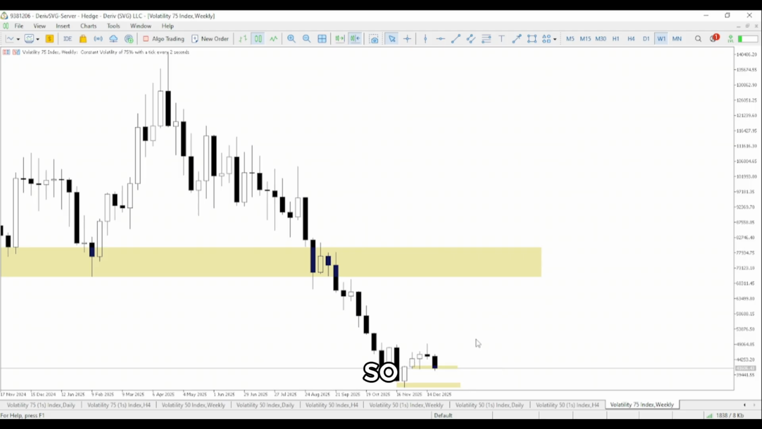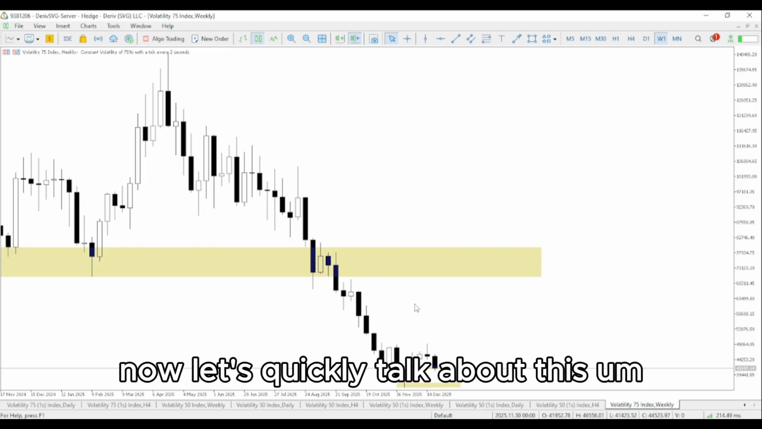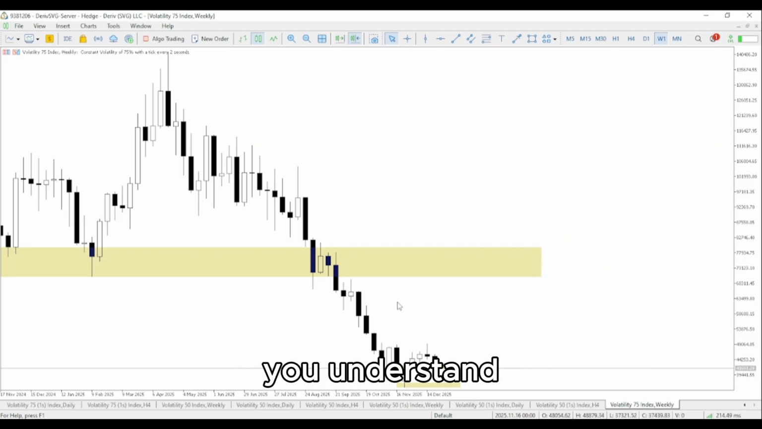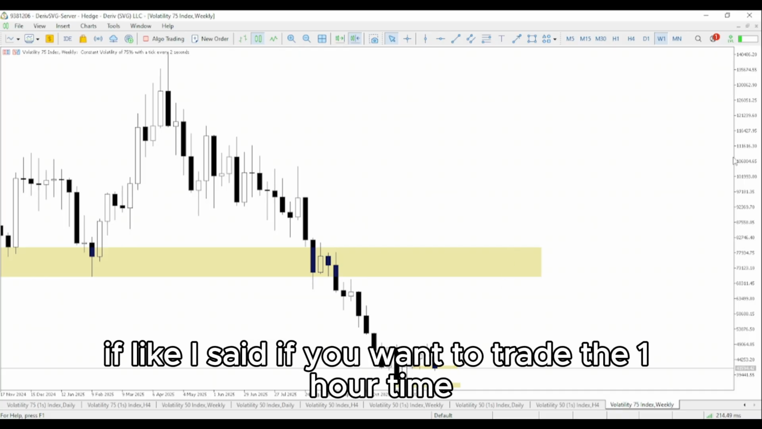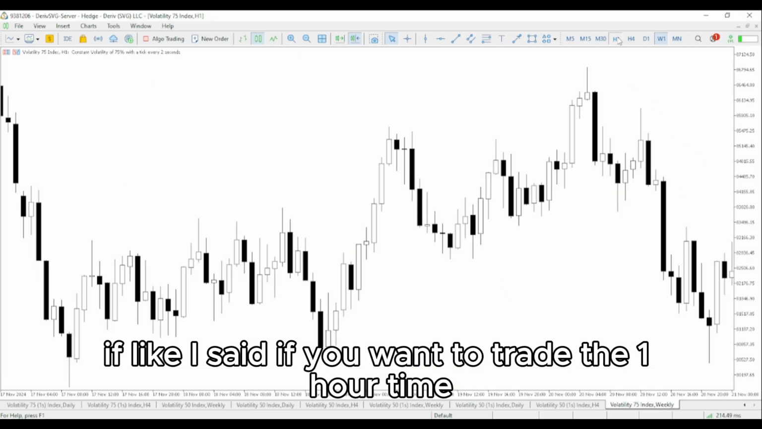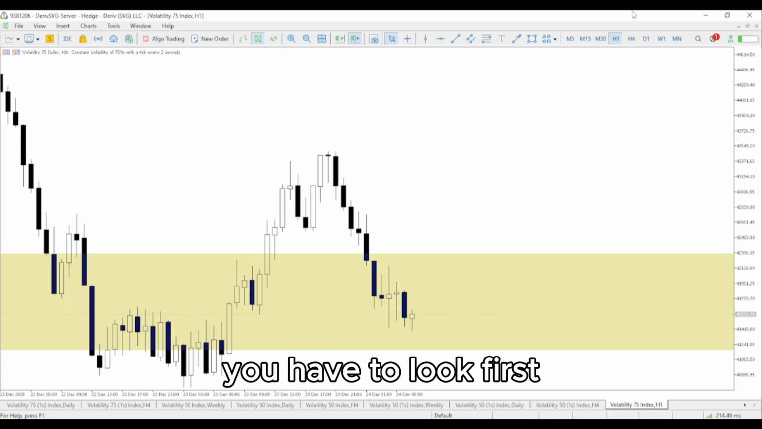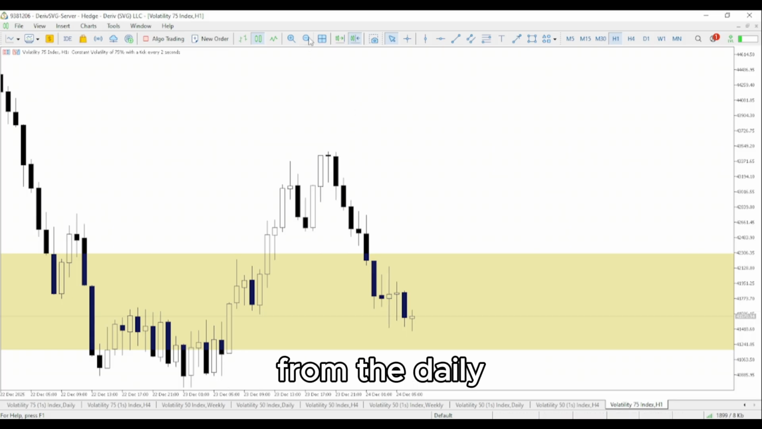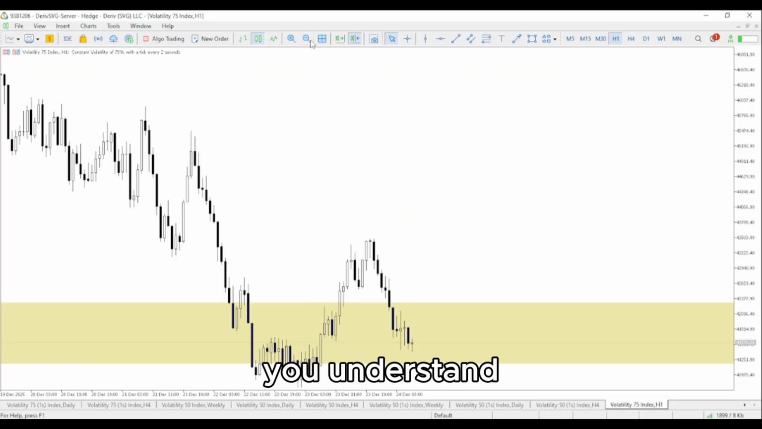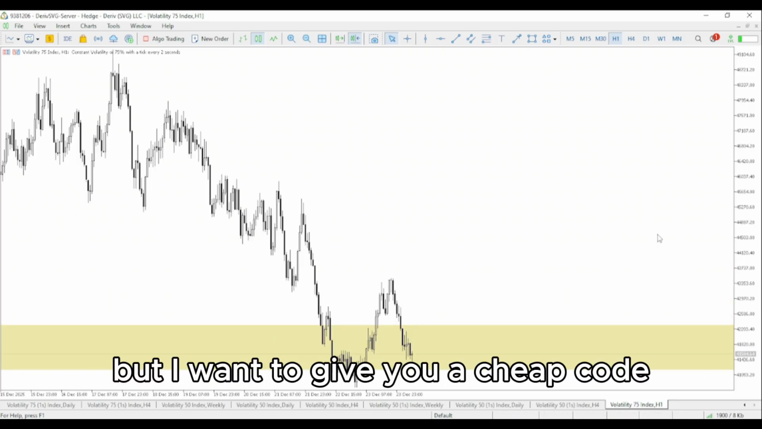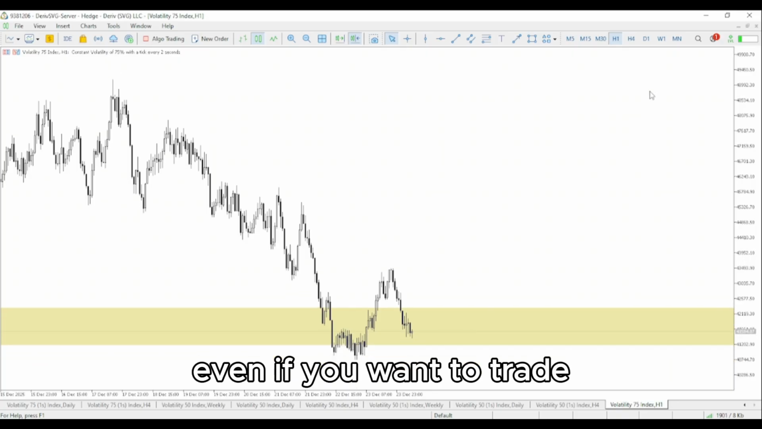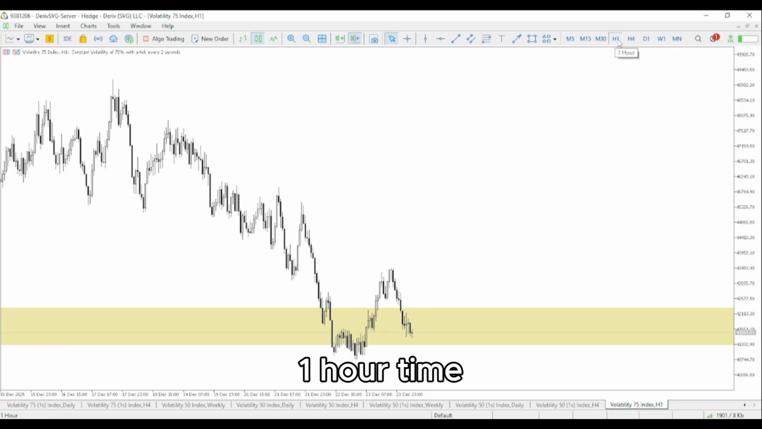You understand? So now let's quickly talk about this time frame alignment. Like I said, if you want to trade the 1 hour time frame, for example, you have to look first from the daily time frame. But I want to give you a cheat code right here. Even if you want to trade from the 1 hour time frame, it's basically good and very, very important for you to check the weekly time frame first.